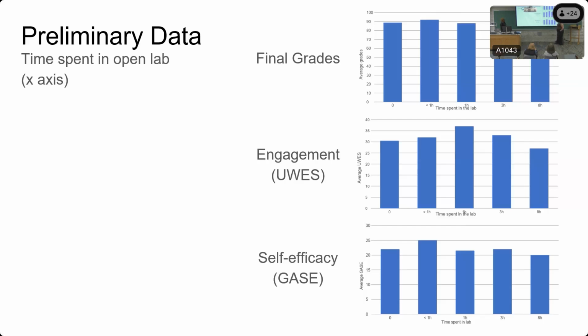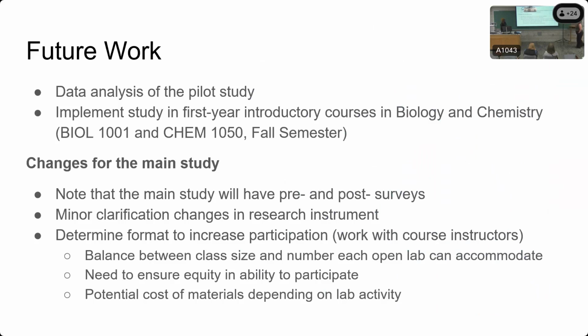As you can see, when we look at time spent in lab with final grades, engagement and self-efficacy, there's not really that much of a difference. But if you look at the final grades, you'll see that one of our big problems is that it's all the A students who participated. So we had a very skewed sample population. If you want to go to the next one. This is really going to impact our future work and how we get that study group.